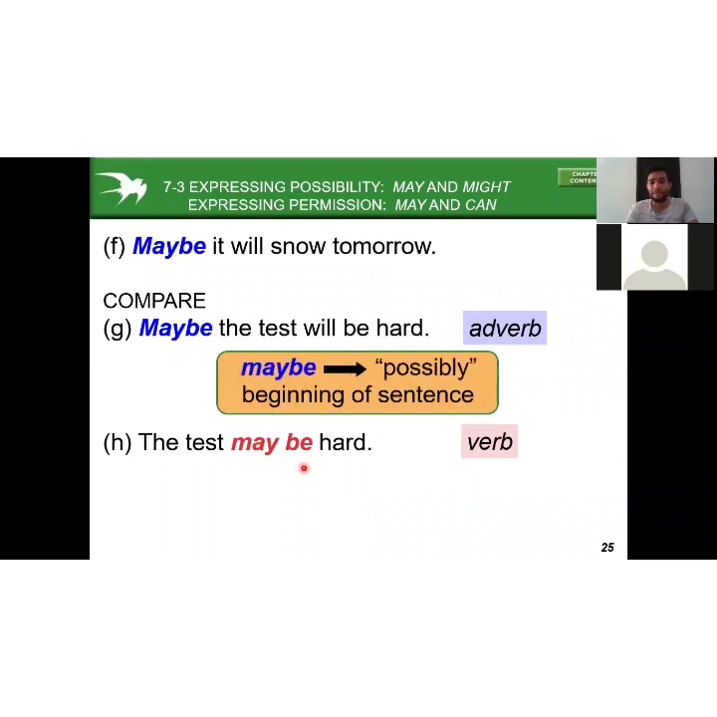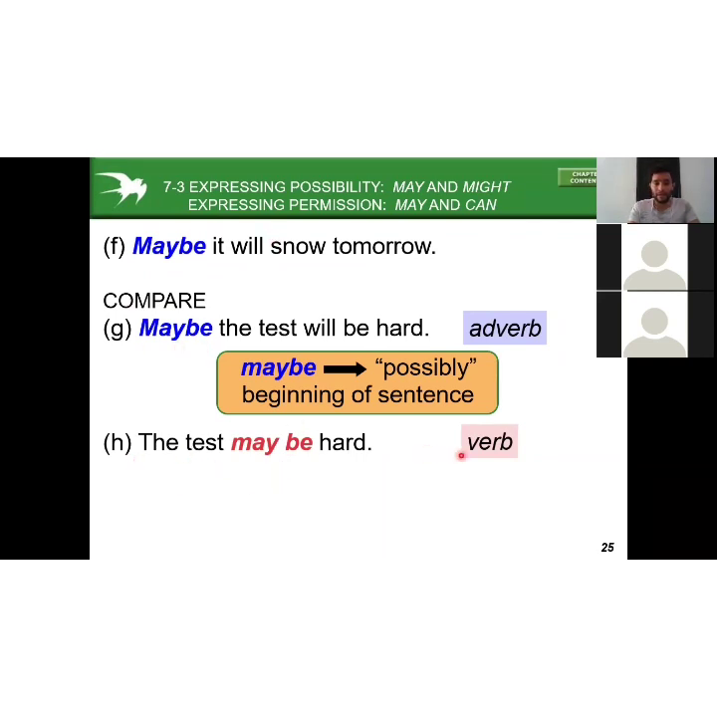Meaning the same thing. Now, when we use "maybe," we normally use it at the beginning of the sentence. You can also use it at the end, right? You can say, "The test will be hard maybe," or "The test maybe will be hard." I mean, you can use them like this. But normally, it goes at the beginning of the sentence, right?